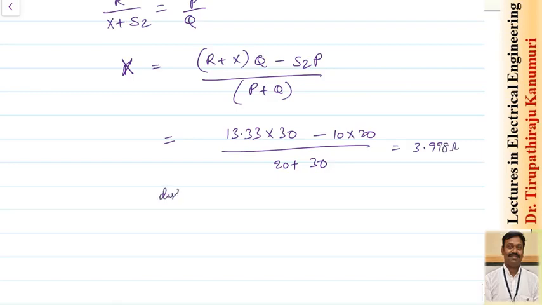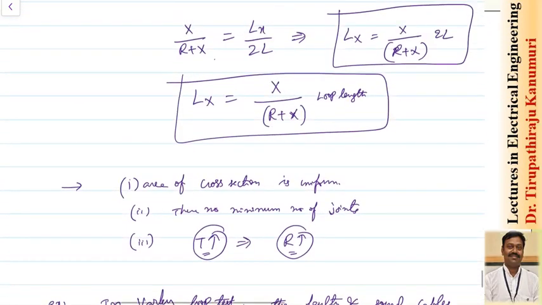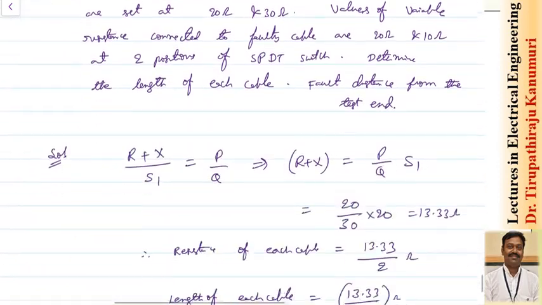Now I am calculating the distance of the fault. The distance of the fault will be 3.998 divided by the resistance per kilometer, which is 0.5. So this will be equal to 7.966 kilometers. In this numerical, resistance per kilometer is directly given. If it is not given, in that case you have to go with this method. That means Lx = X/(R + X) × loop length. Using this method you have to go, because I have taken an easy numerical so that I can complete in time.